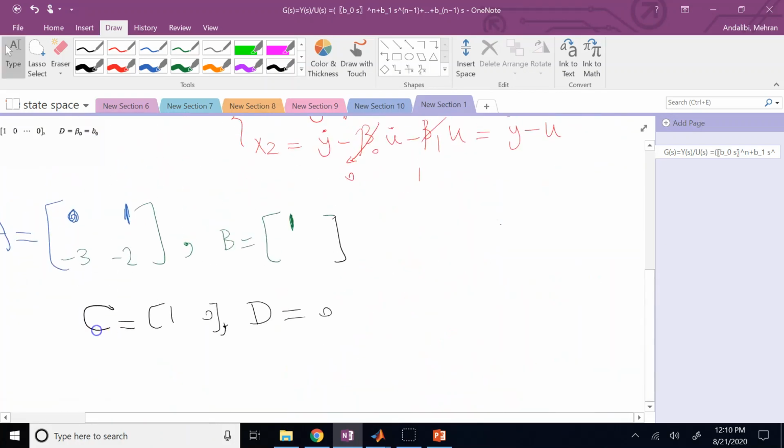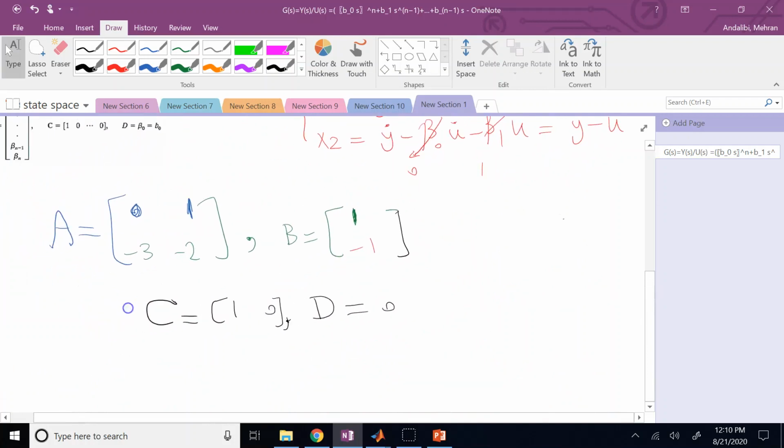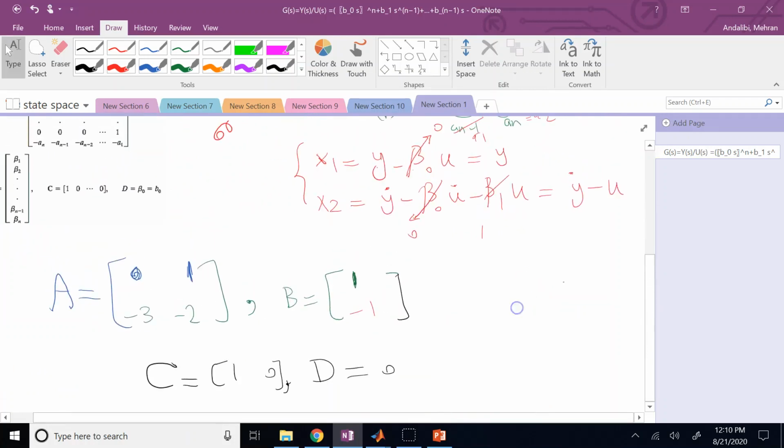So I plug it here. With this choice of y as my first state variable and the second one as y dot minus u, this is my state vector. I'll leave it up to you to prove that if I take a time derivative and write it based on everything else, then I can have my A, B, C, and D be these matrices.